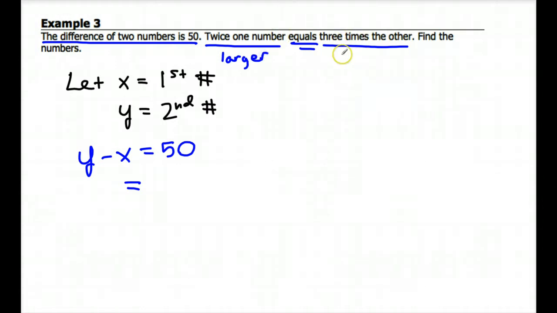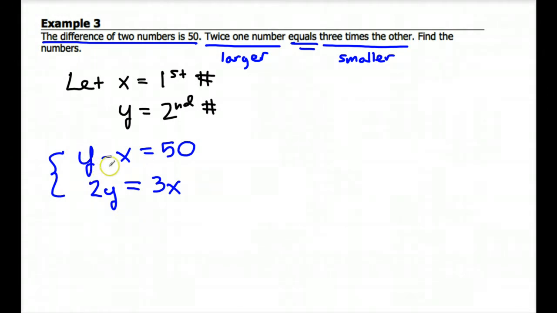And then 3 times the other means this one's going to be our smaller number. Otherwise, there's no way they would be equal to each other. Okay, so that means it's going to be 2y is equal to 3x. And that would be my two equations here. You can go ahead and enter those in your calculator.